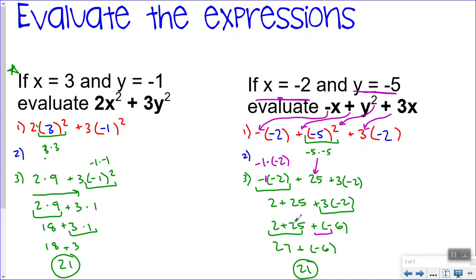Once we finish that, we are finished with our multiplication and division, and we are ready to go into addition and subtraction. You may also see this rewritten as 2 plus 25 minus 6. They're the same thing, both of them are correct. 2 plus 25 is first, so we do 27, then we add the -6, and we get 21 for our answer.